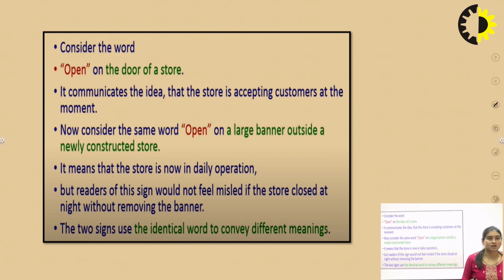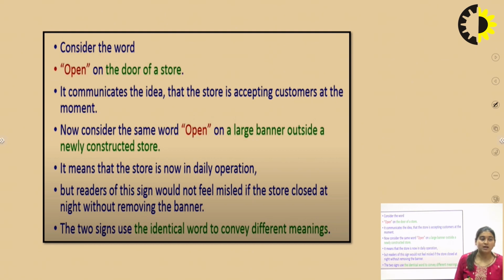For example, consider the word open. This is the first sentence, as you can see here: open on the door of a store. It communicates the idea that the store is accepting customers at that particular moment. So the same word, open, is used in two different sentences, but it conveys different meanings. Now consider the same word open in another sequence of words: open on a large banner outside a newly constructed store.